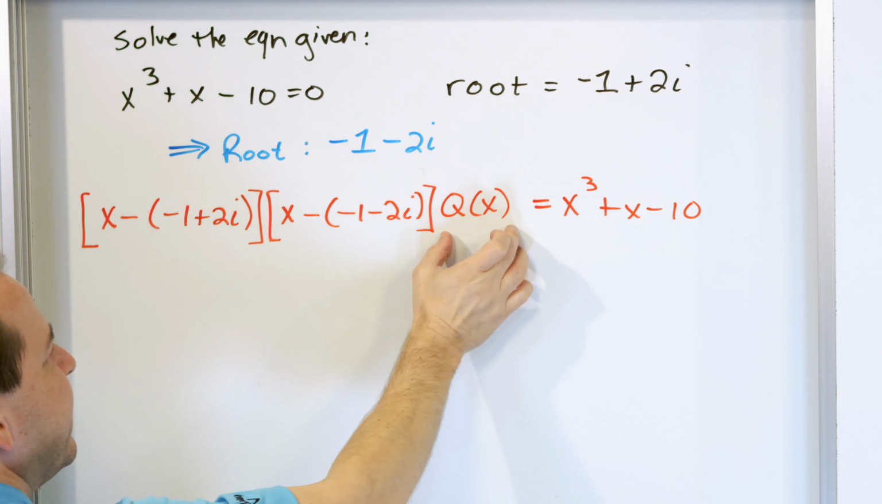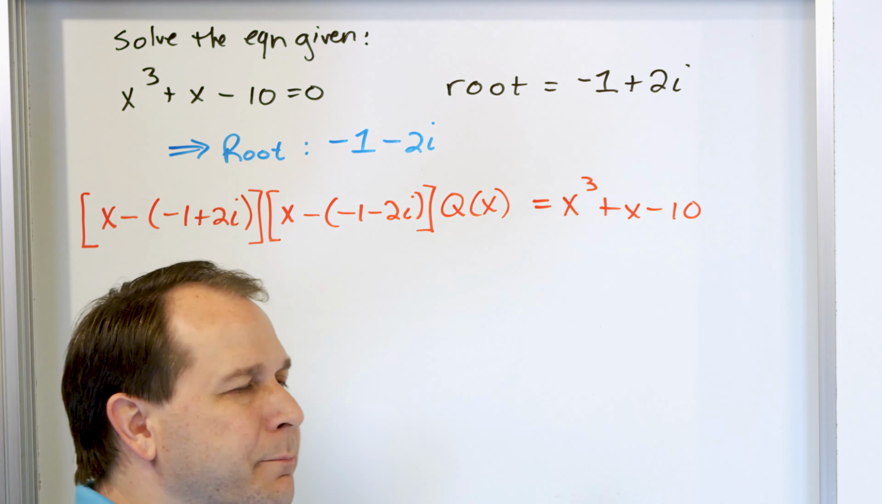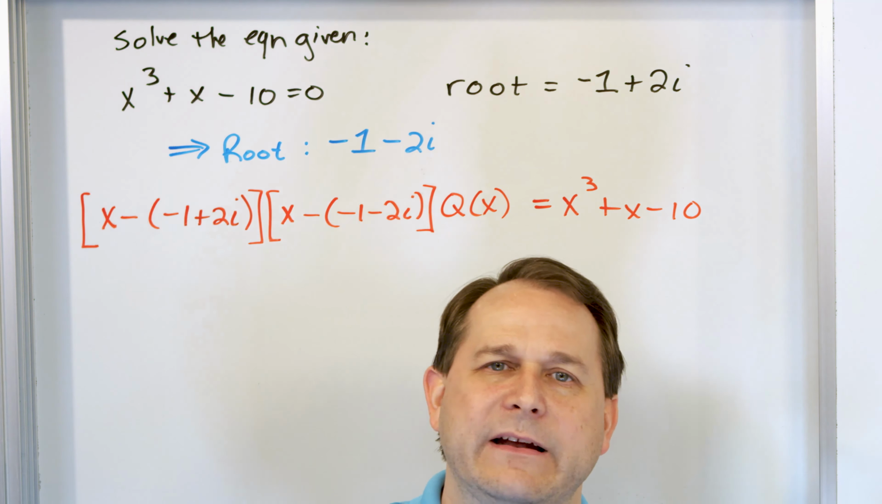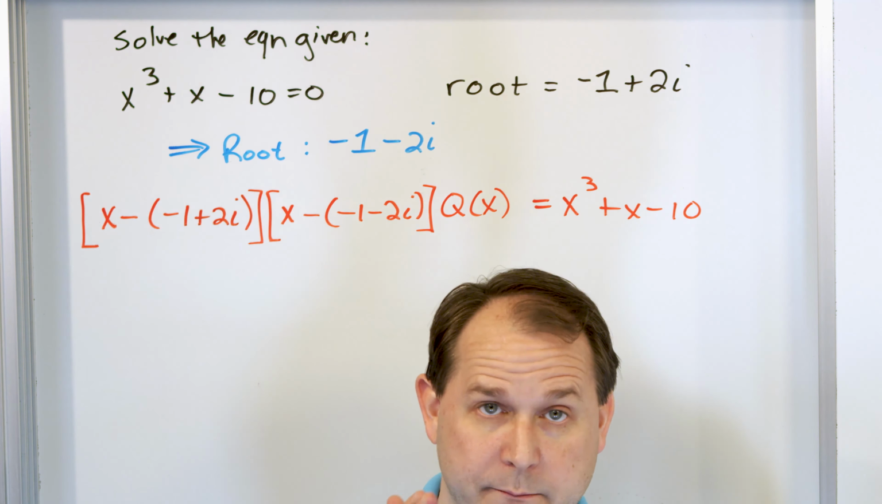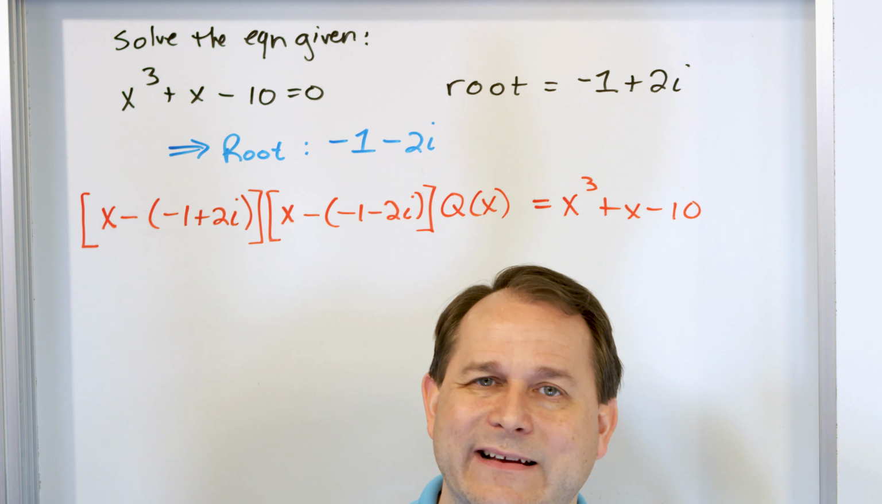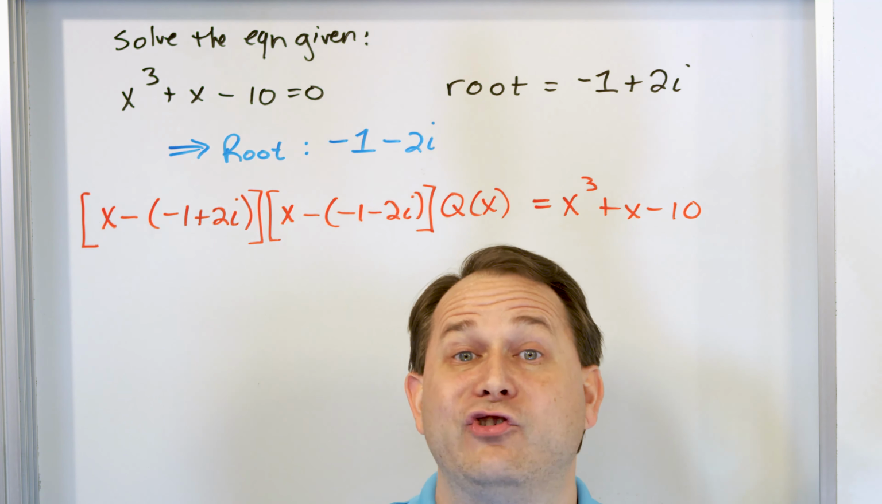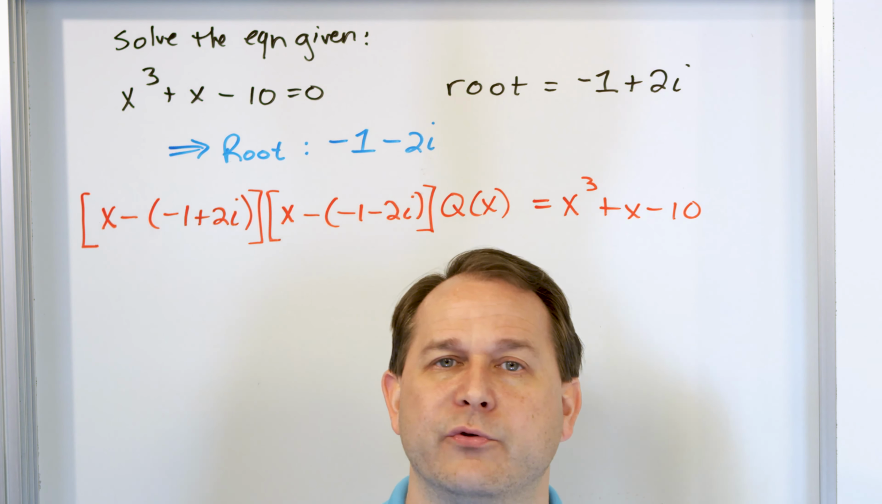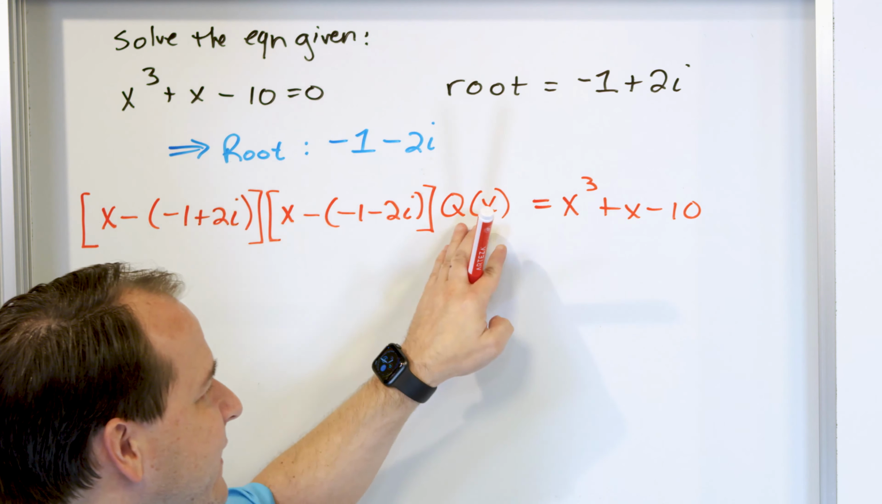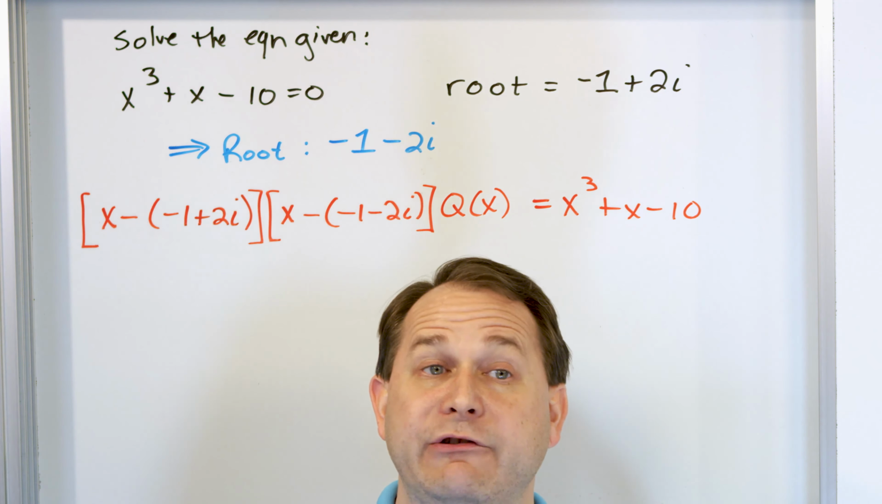There's going to be another parenthesis here. I'm labeling it q of x, but what it means is it could be like x minus 4. That would mean the root would be positive 4. Or it could be x minus 6. That would mean that that third root is positive 6. Or it might be x plus 2. That would mean if you move it over that the root would be minus 2. I have no idea what this is. That's what I'm trying to find, so I just label it something.